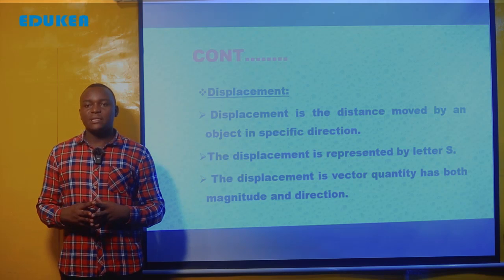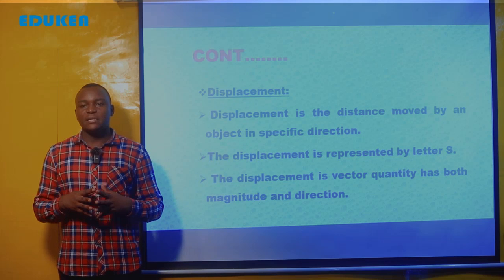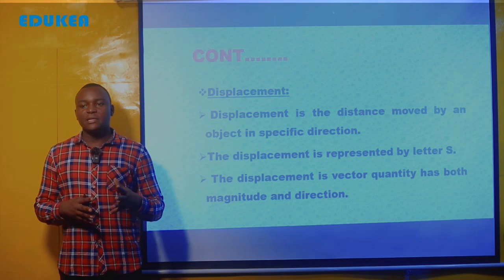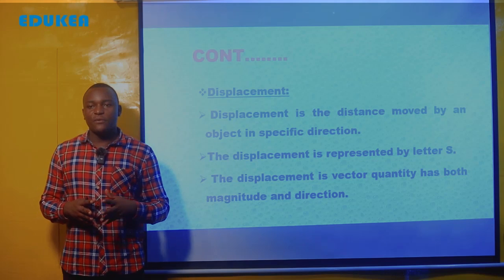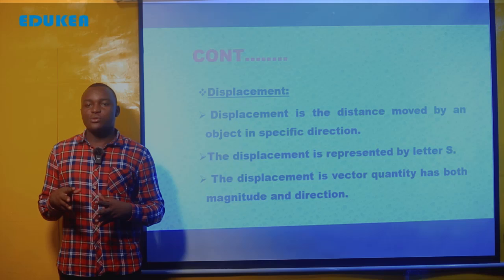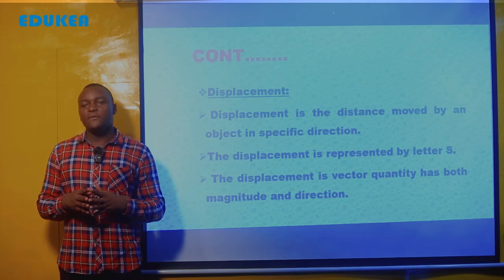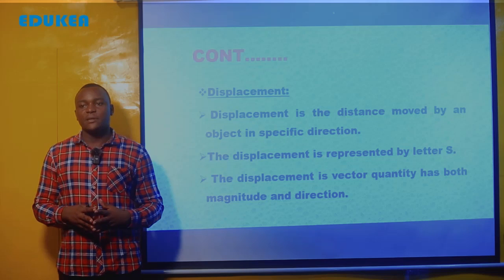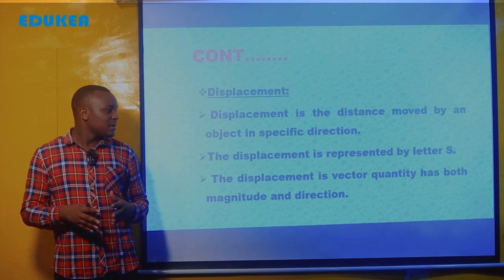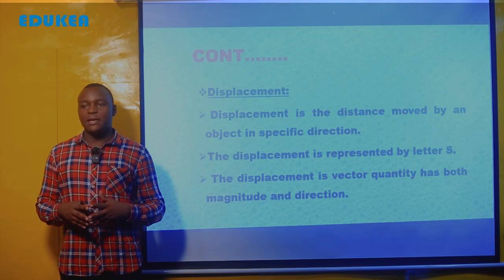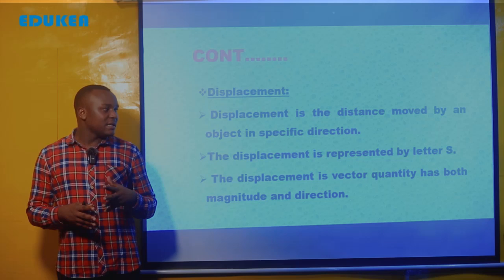Tunasema displacement ni vector quantity kwa sababu ina magnitude lakini pia ina direction, kwa sababu imemove with a certain magnitude but also in a certain direction. Kwa hiyo unaweza ukaulizwa ni upi utofauti wa distance na displacement. Utofauti ni kwamba distance is the path taken by an object, but displacement is the distance moved by an object in a specific direction.